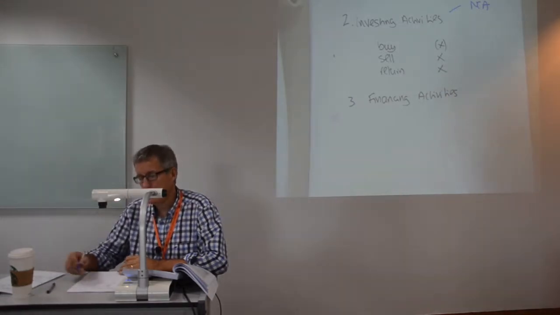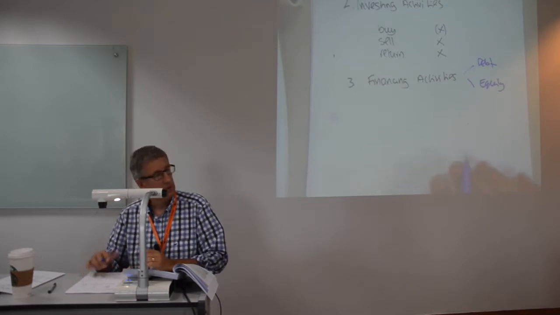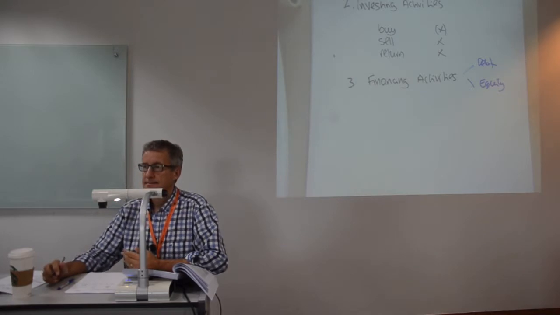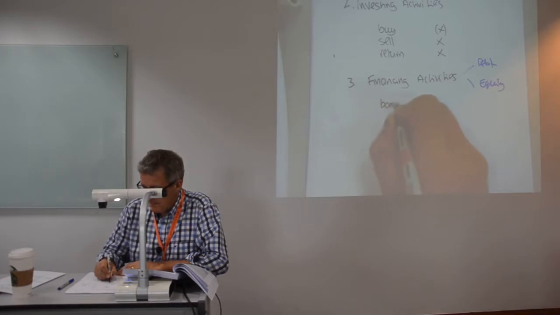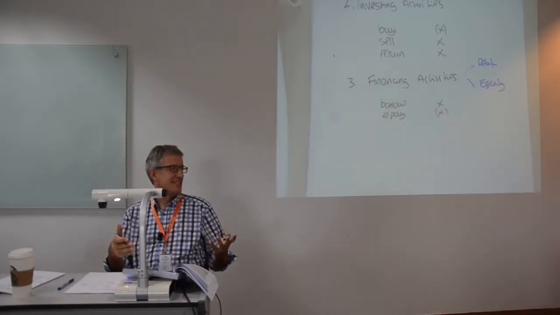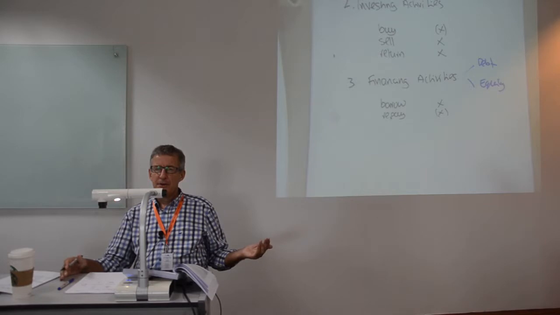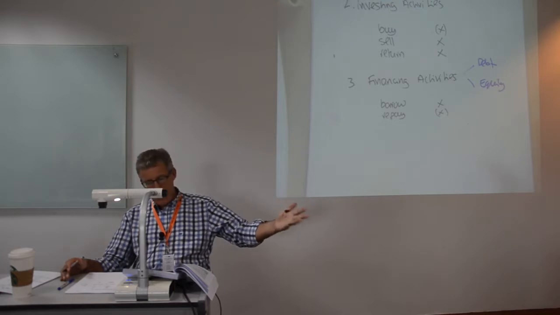Financing activities are down to two things: debt and equity. How do you finance a business? Through debt or equity. If it is debt, you either borrow or you repay. New loans bring cash in. A repayment of loans means cash out. Finance leases, the money you pay back is a repayment of a loan.